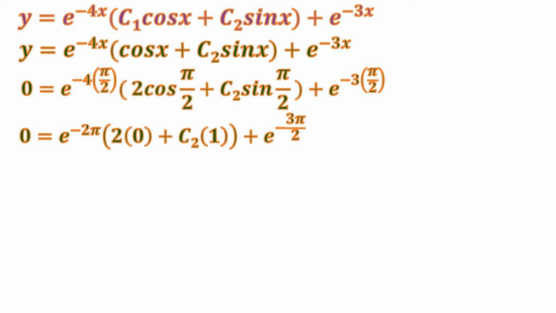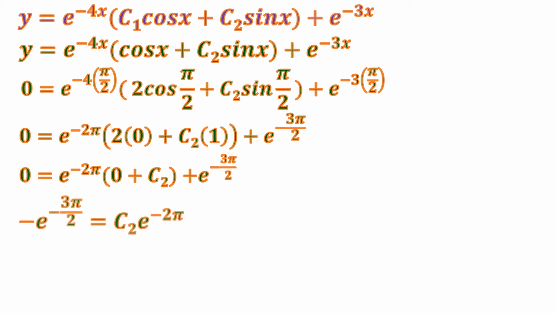Also, cosine of pi halves is 0, sine of pi halves is 1. And negative 3 times pi halves is negative 3 pi halves. So 2 times 0 is 0, c2 times 1 is 1. So we're left with c2 e to the negative 2 pi. And we transpose the e to the negative 3 pi halves, so it becomes negative. Then to solve for c2, we divide both sides by e to the negative 2 pi.